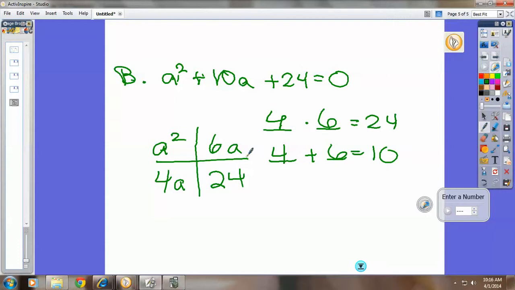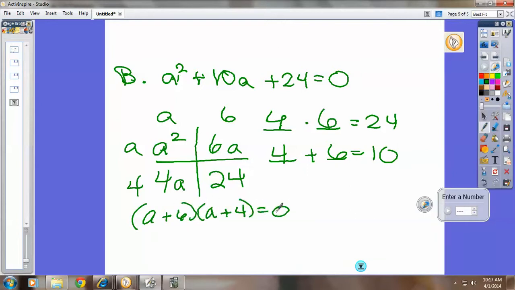So factor each row and column. In the first column we have A. Second column 6. First row A. Second row 4. I'm doing this quickly because you guys should be able to factor at this point. So our factor form would be A plus 6, A plus 4 equals 0. Now solve. Set each factor equal to 0. A plus 6 equals 0, and A plus 4 equals 0.